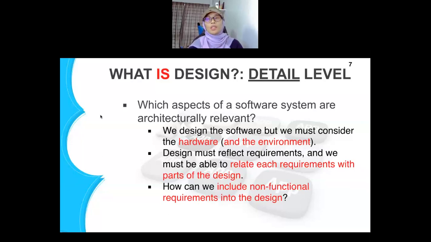Which aspects of the software system are architecture relevant? So in this detail level, you already identify the hardware, the platform, and then the relation of requirements with parts of the design. Which one is the user requirement, functional requirement, non-functional requirement, data requirement, and the constraint, right? That's why it includes not only functional requirements, but also non-functional requirements.